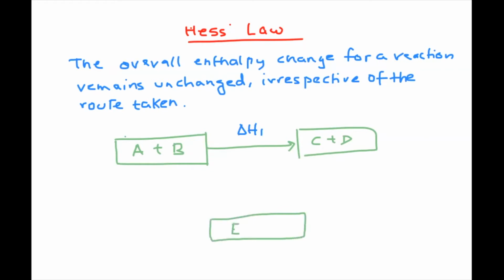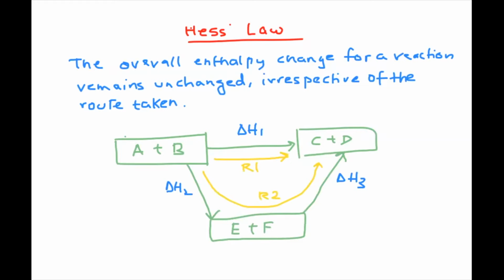Now, there can be a second route to form C and D. So, A and B can first form E and F, and E and F can then go on to form C and D. And we'll call these enthalpy changes delta H2 and delta H3. Hess's law states that the value of delta H1, which is the first route to make C and D, should be equal to the value of delta H2 plus delta H3, which is the second route to form C and D.